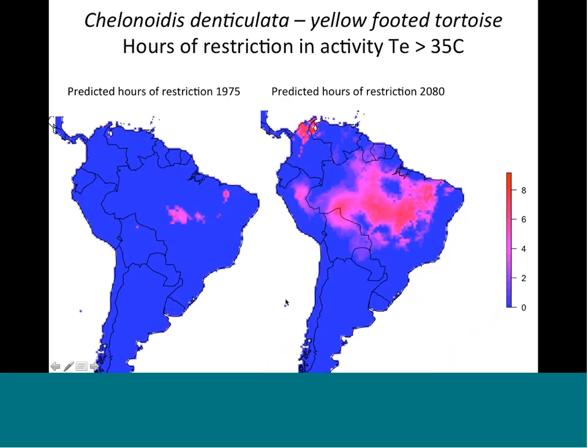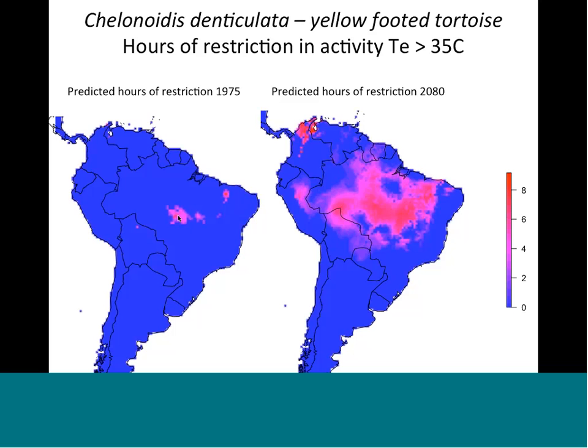But this shows you why Chelonoidis denticulata is likely to go extinct from climate change rapidly. If we look at the predominant driver of extinction risk, you see that in the contemporary, which we think of as being 1975, what was this parameter? Basically, there were less than 2 hours of restriction for Chelonoidis denticulata anywhere in the species range. It was actually kind of cool for the tortoises. That's why they evolved a very low body temperature.